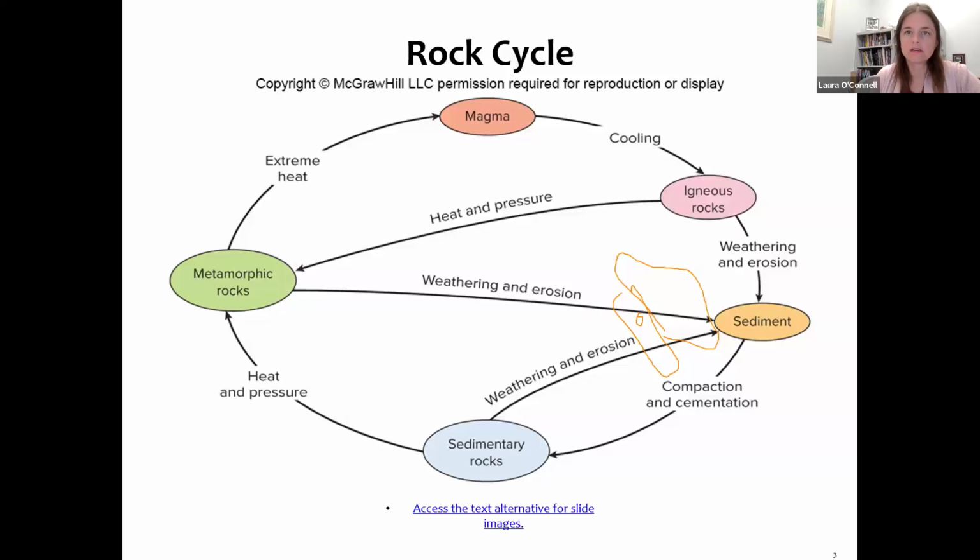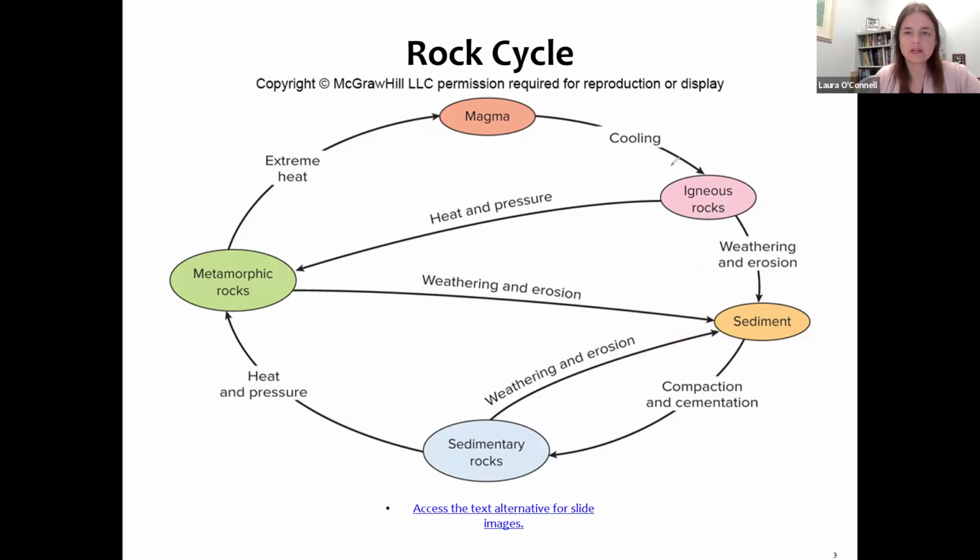So here is a rock cycle. Let me see if I can get rid of my weird drawing there. Here's an example of the rock cycle. And this looks kind of complicated, but it's really not that bad. Let me show you with some colors here.